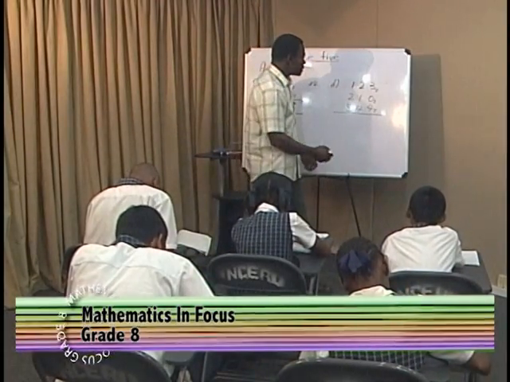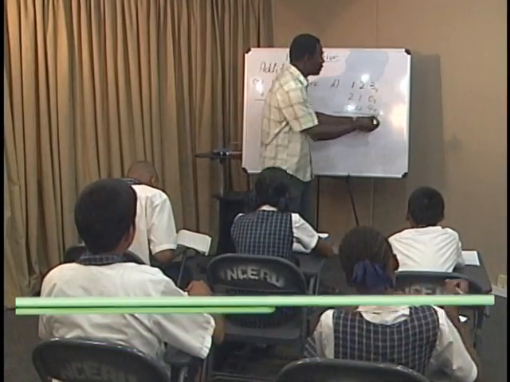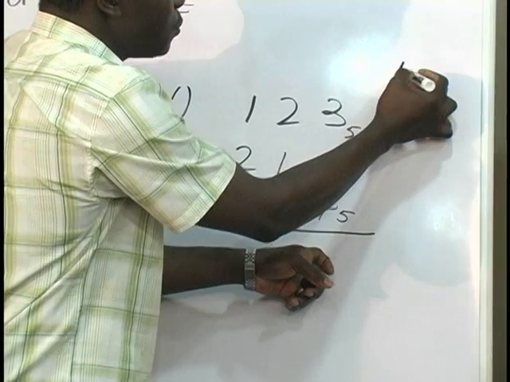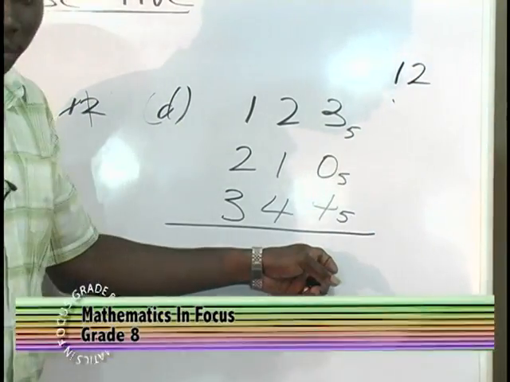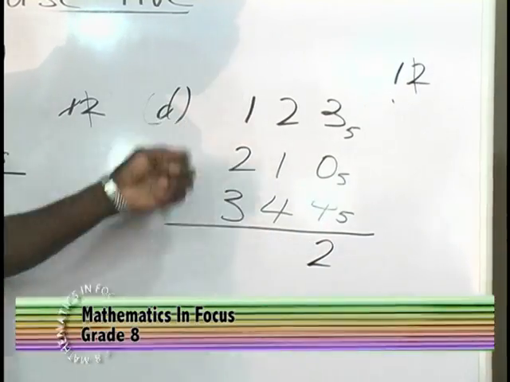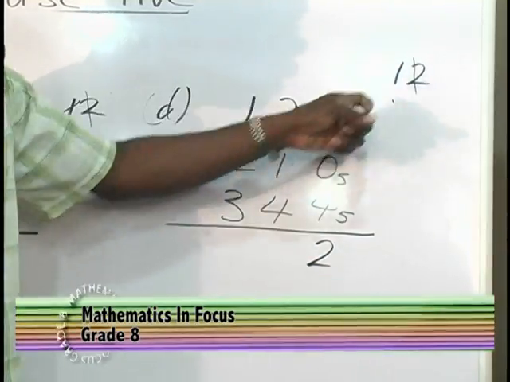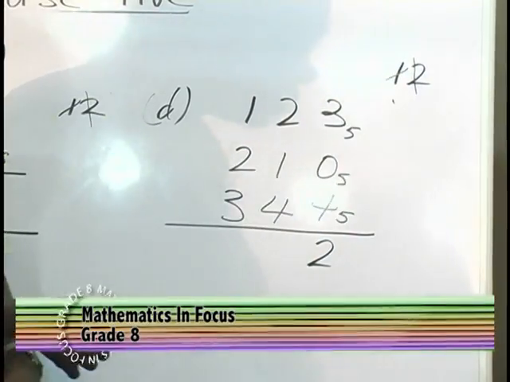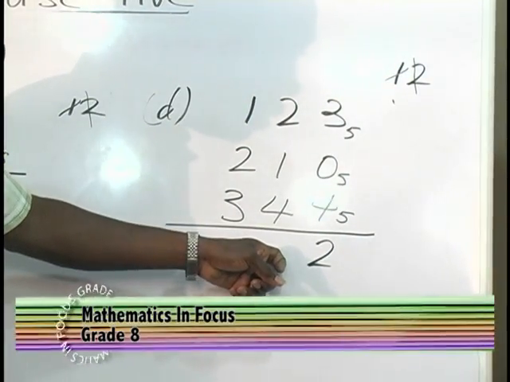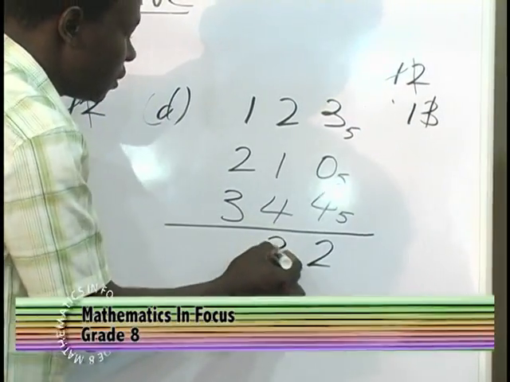4 and 3 will give us 7, but we cannot write 7. 7 in base 5 though is 1 five and 2 remainder. So we take the 2 and we put it there, and we keep the 1 for the next column. Add up here now. We have 7 and 1 will give us 8. But can we write 8 here? No. So 8 is the same as 1 five and 3 remainder. We take the 3 and we put it there.